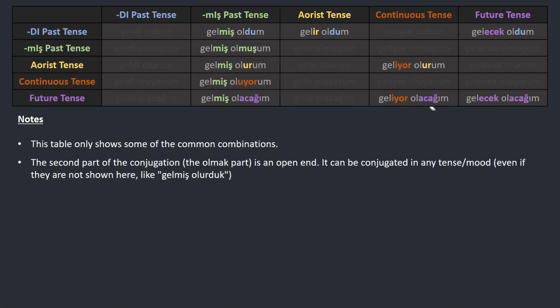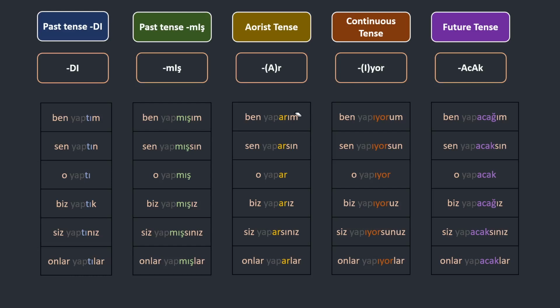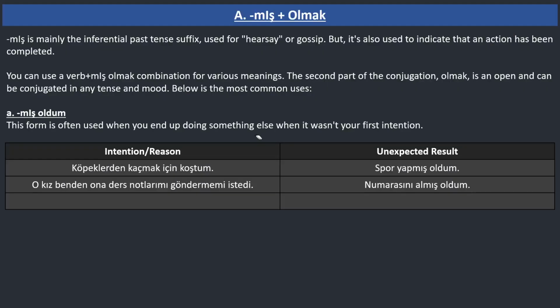And the final one, futures. Gelecek olacağım. This is easy because English has this as a separate tense. And gelecek oldum. We have seen a few alternatives for this. So it will be like another alternative to something we have studied before. Okay. So actually, let's move to our examples. Now it will make sense, Engin. When you see examples, you will understand how it works.